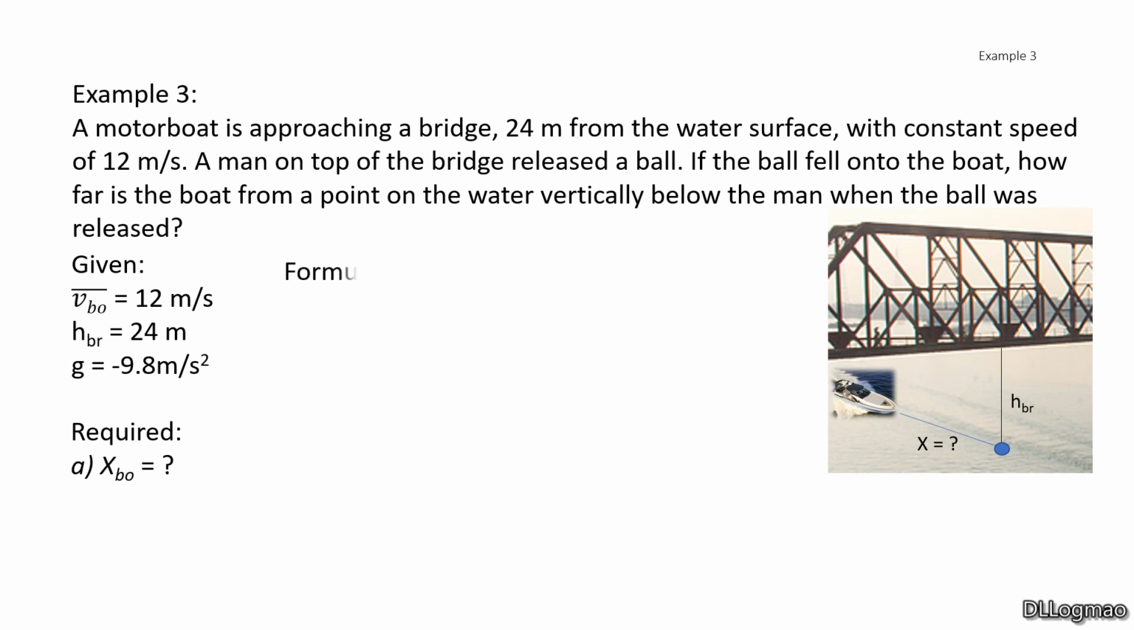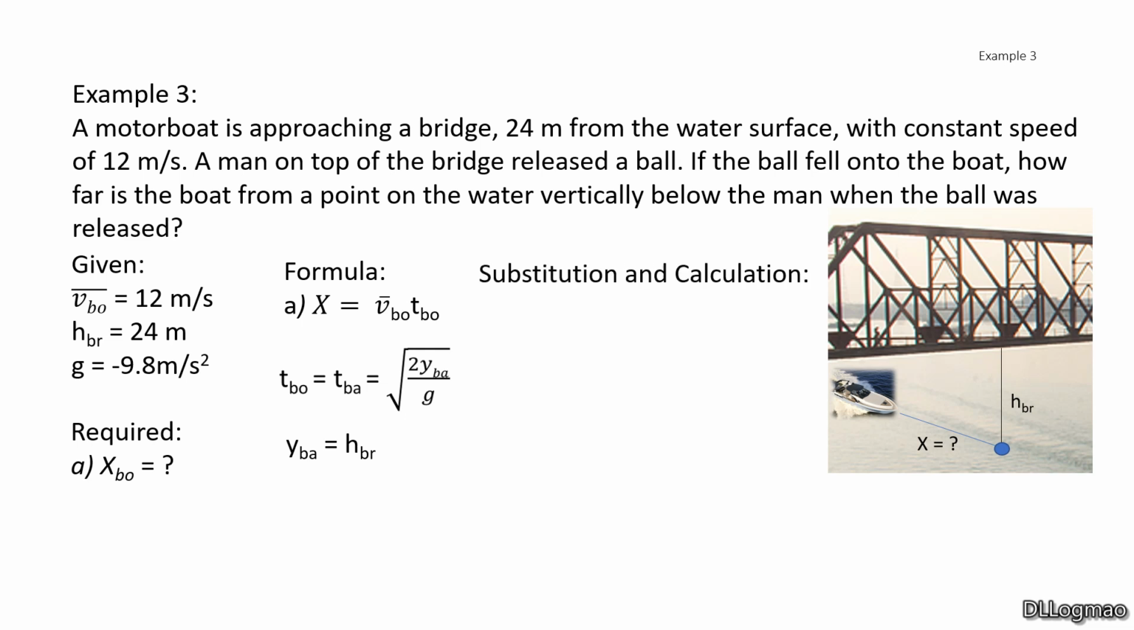The formula to use is distance traveled x is equal to the product of average velocity of the boat and the time of travel of the boat. The time of travel of the boat is equal to the time of fall of the ball, which can be obtained from the square root of the ratio of twice of distance traveled by the ball, y sub dA, and acceleration due to gravity. The distance traveled by the ball, y sub dA, is equal to the height of the bridge.